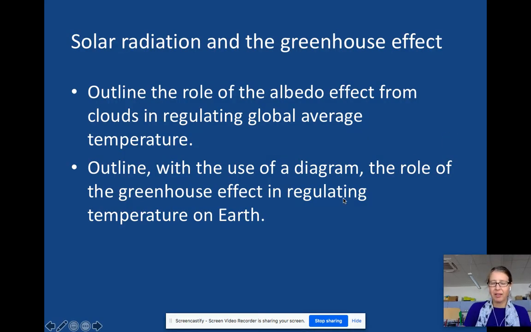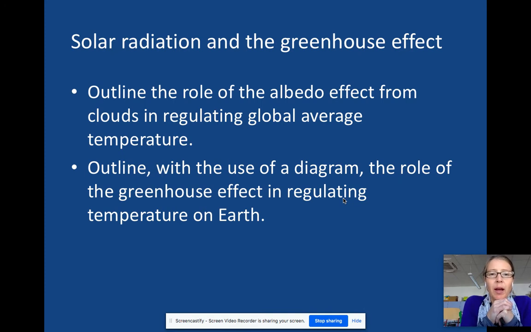Right, in this screencast, we're going to continue looking at the atmosphere, but we're going to be focusing on the fate of solar radiation coming to the planet. And then also we're going to dive into the physics of the greenhouse effect.